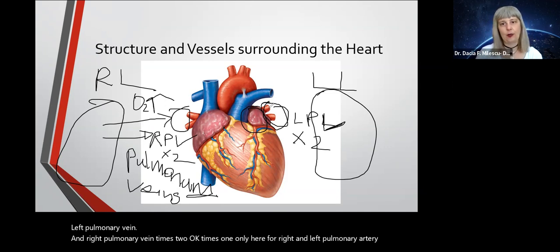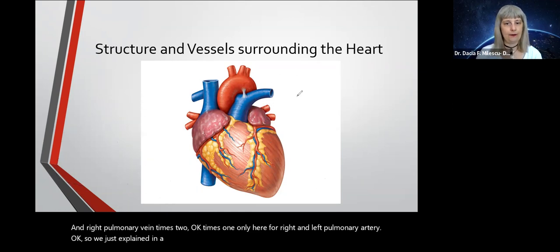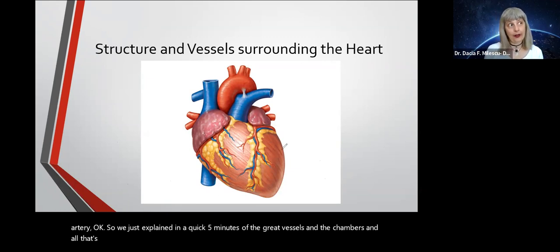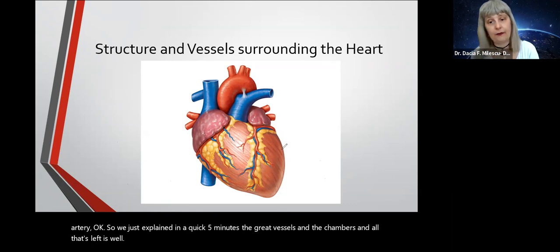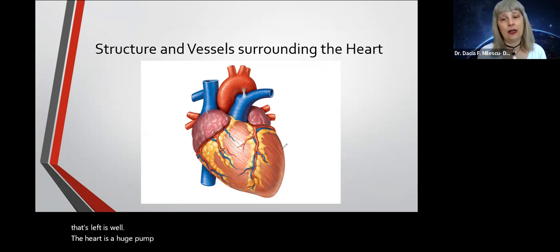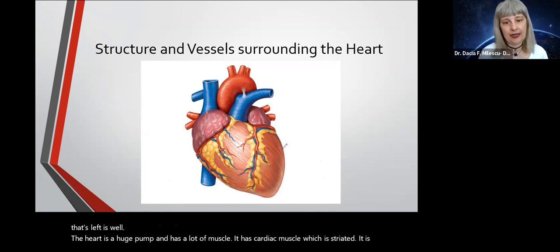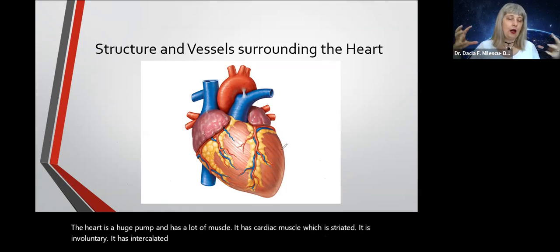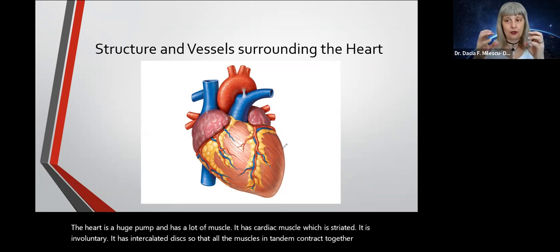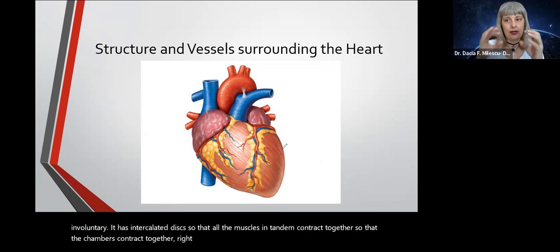Okay, so we just explained in a quick 5 minutes the great vessels and the chambers. And now all that's left is, well, the heart is a huge pump and it has a lot of muscle. It has cardiac muscle, which is striated. It is involuntary. It has intercalated discs so that all the muscles contract together in tandem, so that the chambers contract together. Right and left atrium contract together. Right and left ventricles contract together.